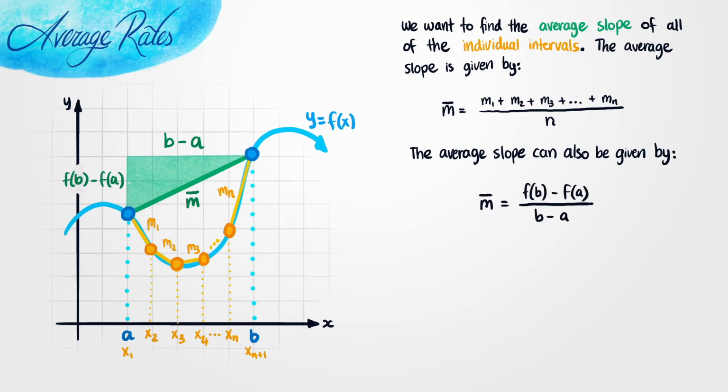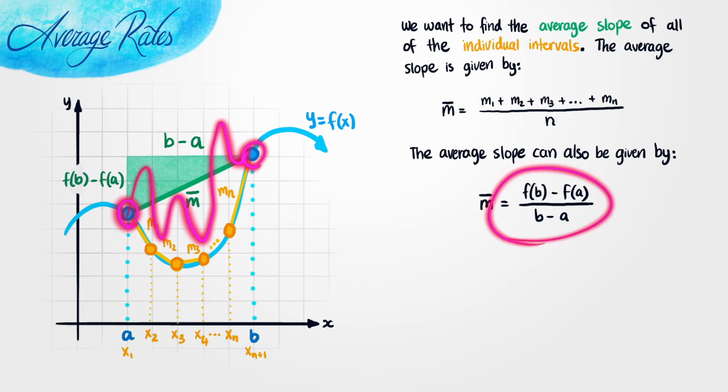So at least for me, this is a really cool and quite unexpected result. It's telling us that no matter what shape you have connecting A and B, as long as we start at this point and end at this point, the average slope is going to be f of b minus f of a divided by b minus a.